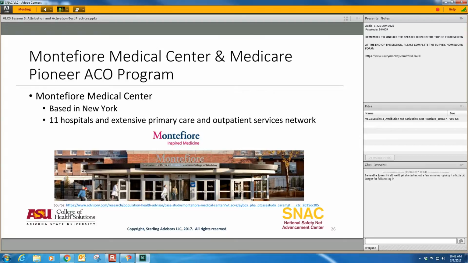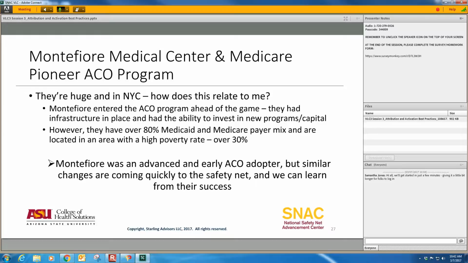And the case study here is a very successful medical center who participated in the Pioneer ACO program. Montefiore Medical Center is based in New York. They're a very large system. There are 11 hospitals and a very large primary care and outpatient services network. They're in a big urban area. And so we wanted to highlight that there are relationships like that.